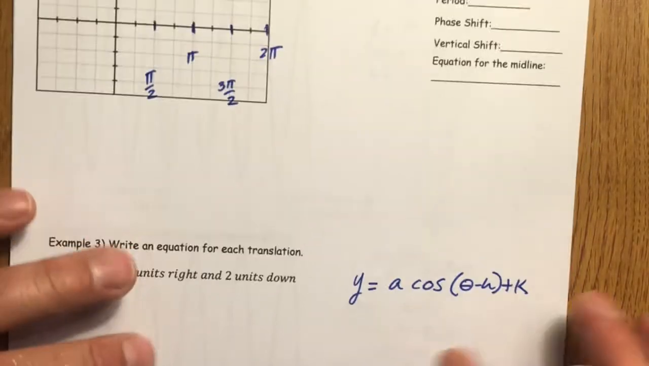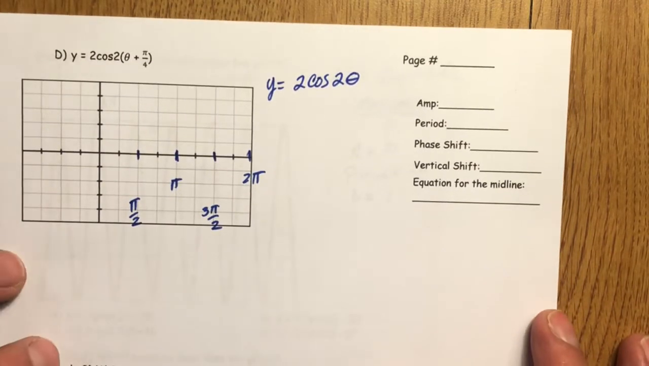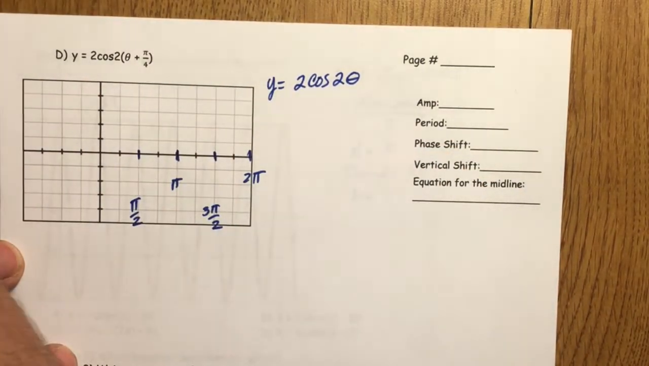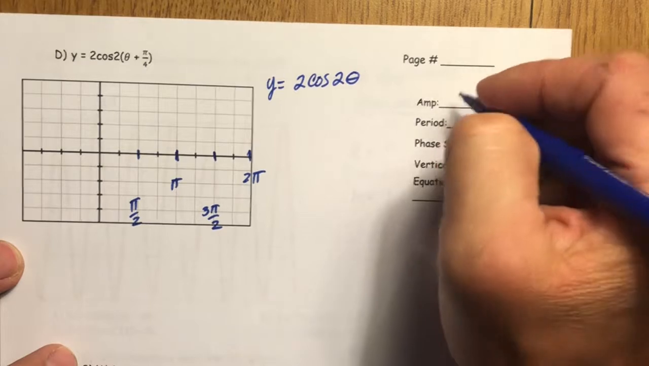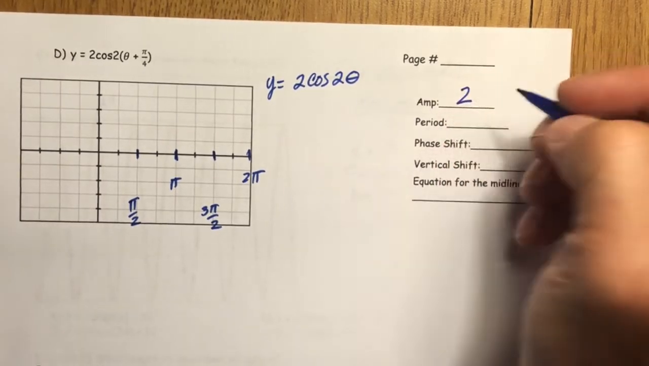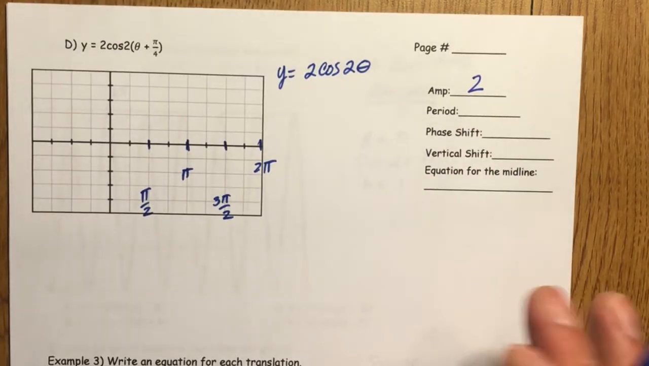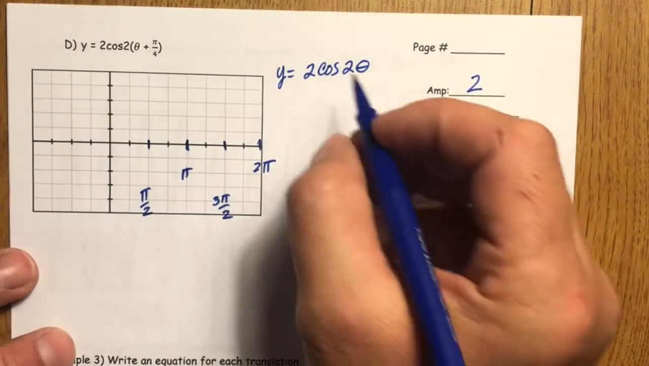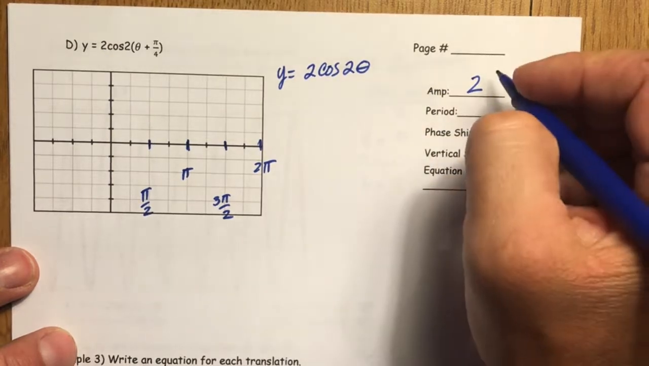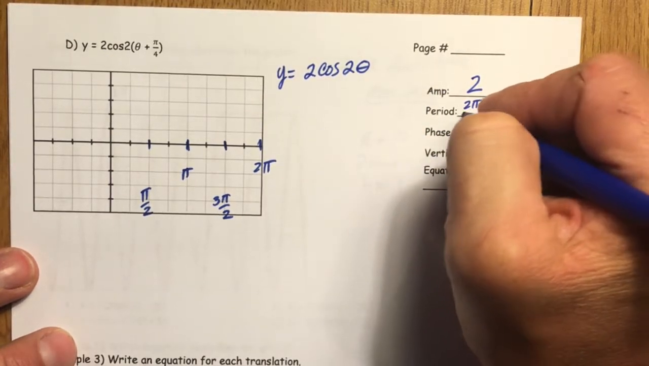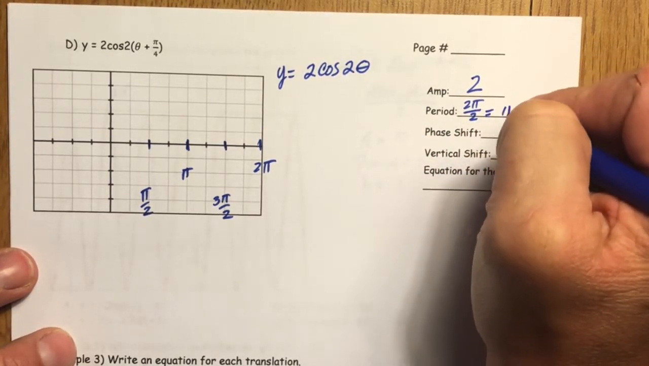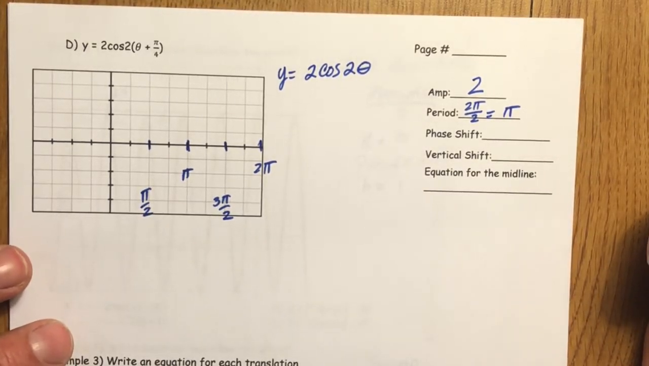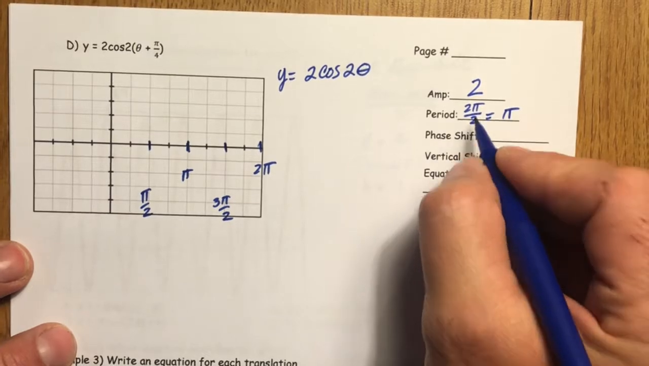Okay, let's keep going here, guys. We got D. Same thing, let me fill in all the information here. This is the amplitude, which looks like 2. Now the period: in this case, B is 2, so the period is 2 pi over B, which is 2 pi over 2, or just pi. So my period is pi.